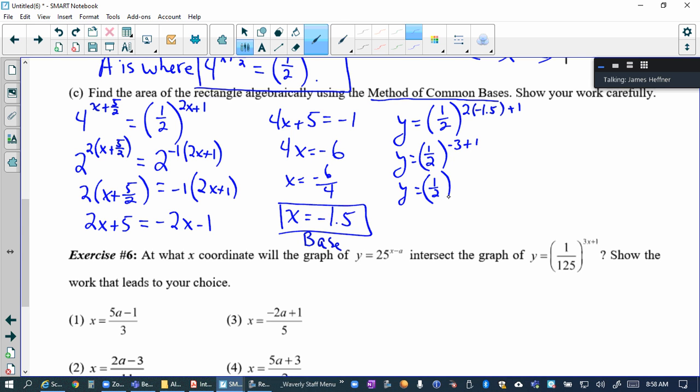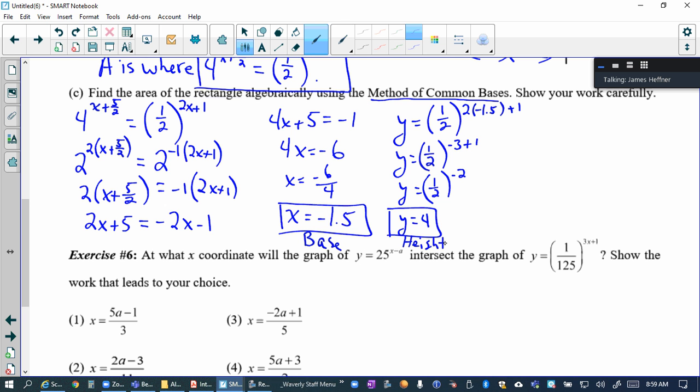(1/2) to the negative 2, right? But we know what to do with that, right? That'd be y equals what? y equals 4. So now we have our height. Then you could multiply those and get your area, right? Just don't use the negative, okay?